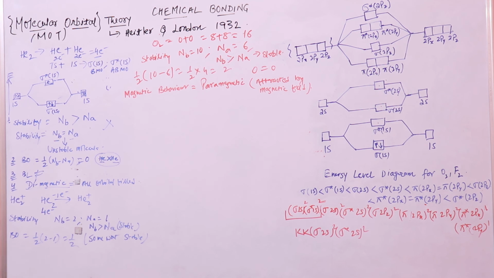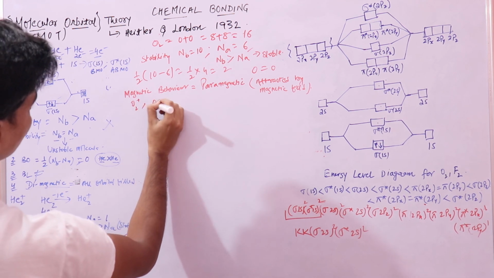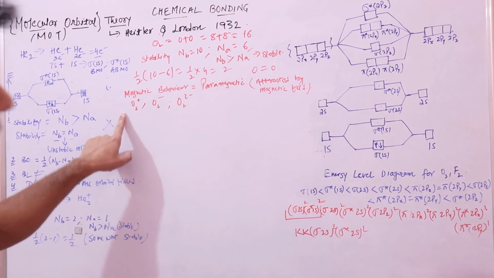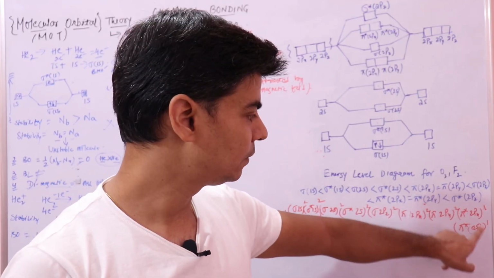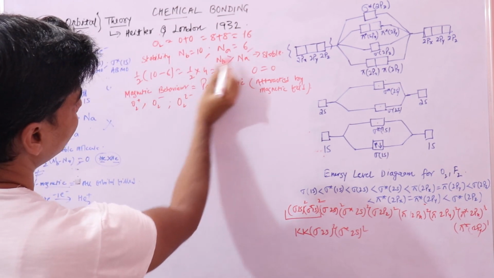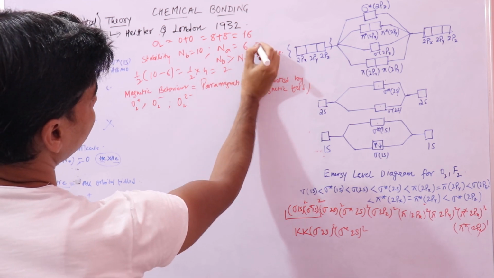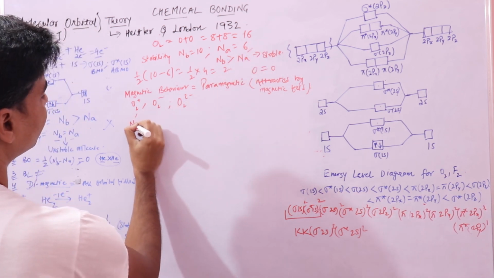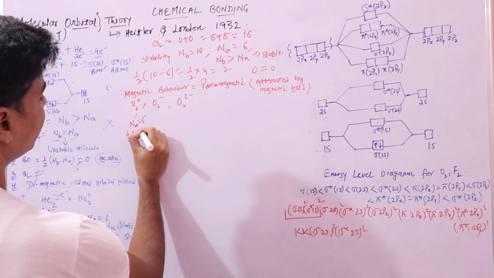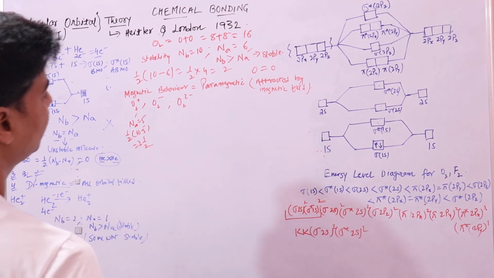Similarly, you can have ions like we did for nitrogen, N2 plus, N2 minus. The same you can do with oxygen. You can take these molecules O2 plus, O2 minus, and O2 2 minus. O2 plus means you are removing one electron from here, and it will still remain paramagnetic. So one electron will become less in anti-bonding, it will become 5, so its bond order will be (10 minus 5)/2, it will become 2.5.